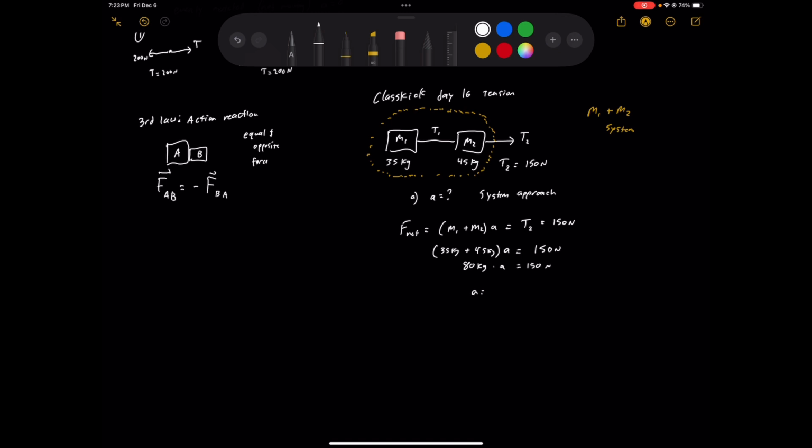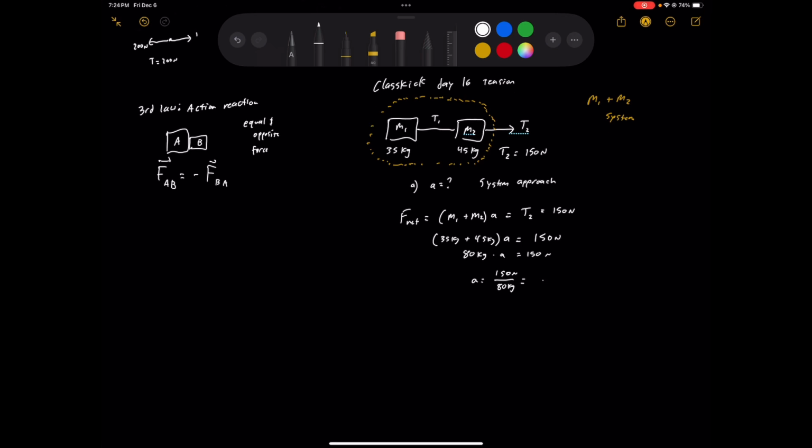And then the acceleration is just 150 newtons, that's the external force on the system, divided by 80 kilograms. All right, and that comes out to just under 20. Here, let me just do that real quick. 150 divided by 80. All right, wait, what am I saying? It's 80 kilograms, not 8 kilograms. So just under 2. All right, so 1.875, let's call it 1.88. So it's about 1.88 meters per second squared.